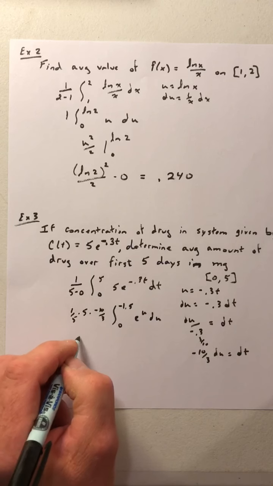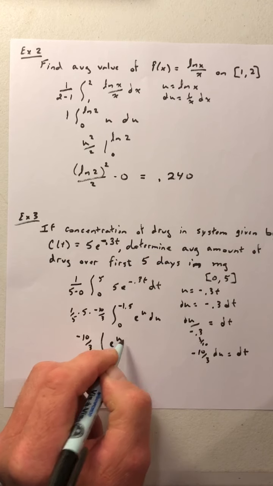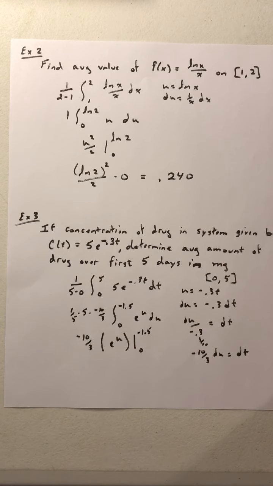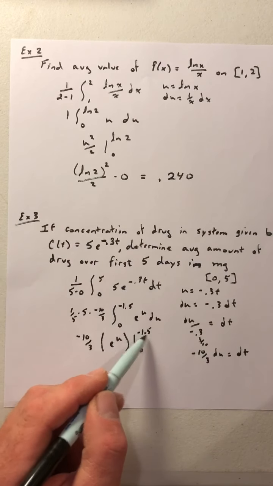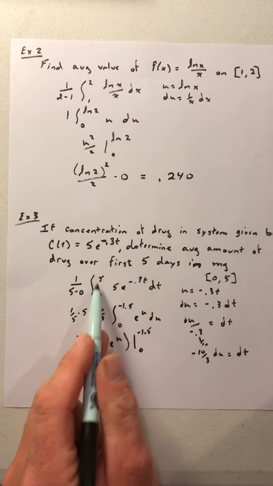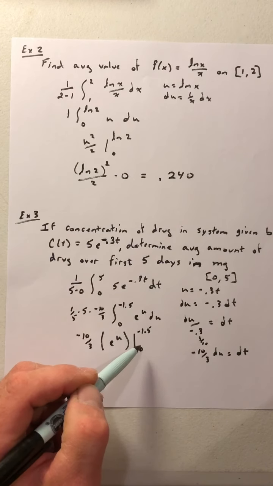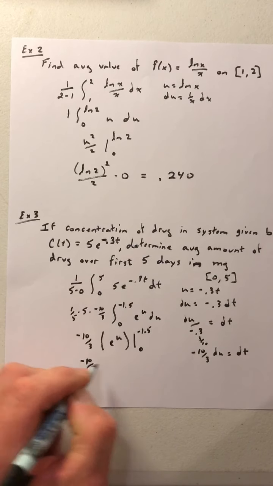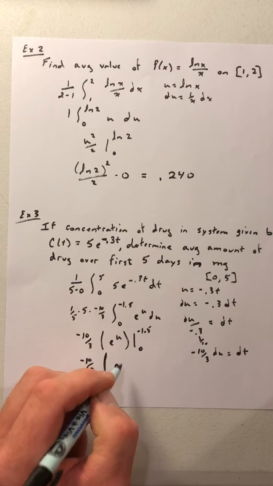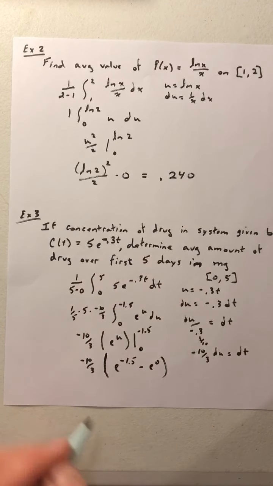Cleaning up this outside junk, I get negative 10/3. I can integrate e to the u, which is e to the u, and I'm going from 0 to negative 1.5. Now this is the first time we've seen this in examples where the top number now is actually less than the bottom number, which is okay, because remember, we replace these x values, and the x values were in correct order. So our u values could change. And if they do, we still take the top number, plug it in, minus the bottom number. So we have e to the negative 1.5 minus e to the 0.